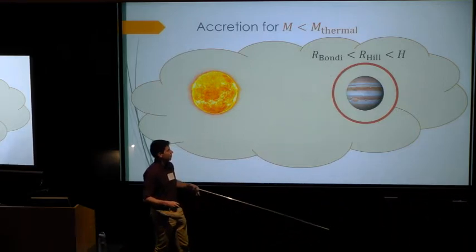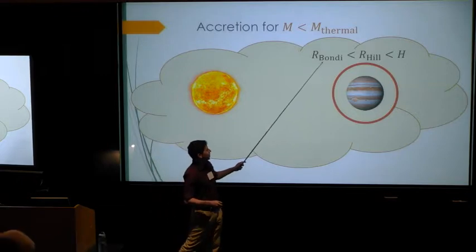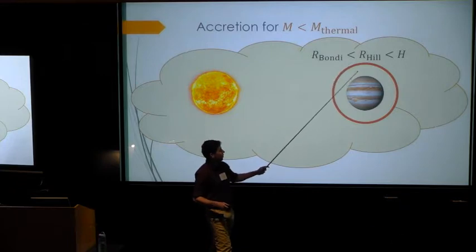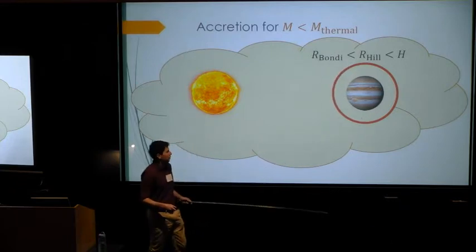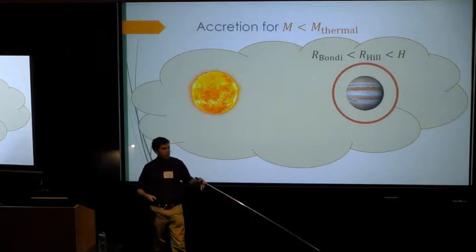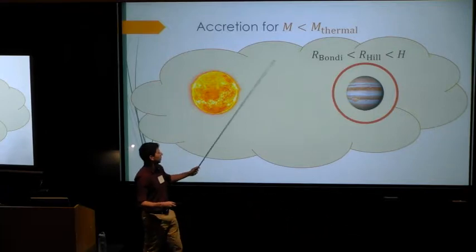So for any mass below the thermal mass, the planet's edge is defined by the Bondi radius, and this is smaller in this regime than both the Hill radius and h, the scale height of the disk. And you can define anything within the Bondi radius as being part of the planet, and anything outside the Bondi radius is unbound to the planet, it's part of the external disk.